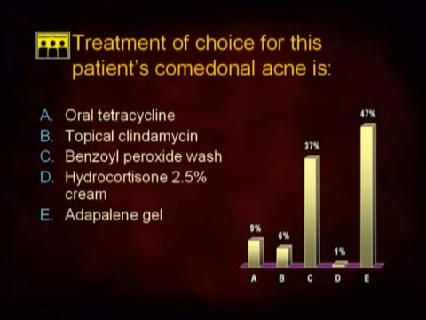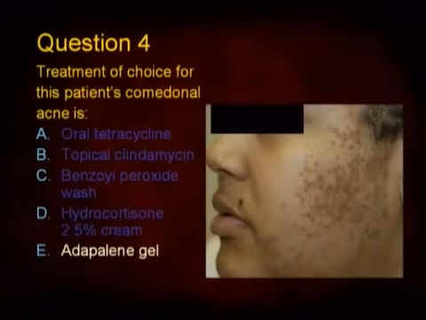So kind of a mixed group, but the majority of you went for the best answer, which is adapalene, which I just mentioned is a topical retinoid. So topical retinoids are going to be the best choice for comedonal acne. The benzoyl peroxide, which a lot of you chose, will be a helpful adjunctive treatment, but if you could only make one choice, the treatment of choice, then the retinoid is going to be a better option.